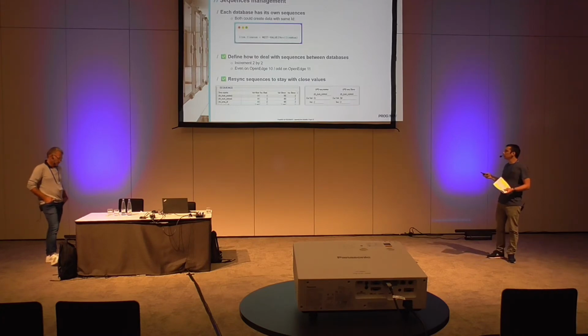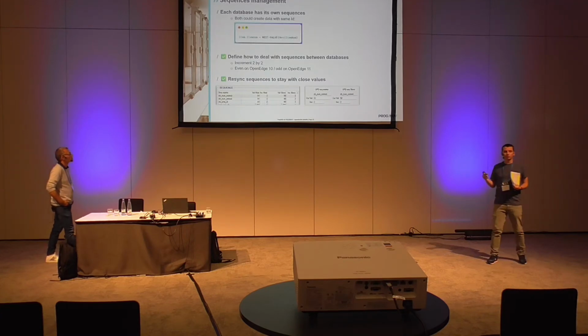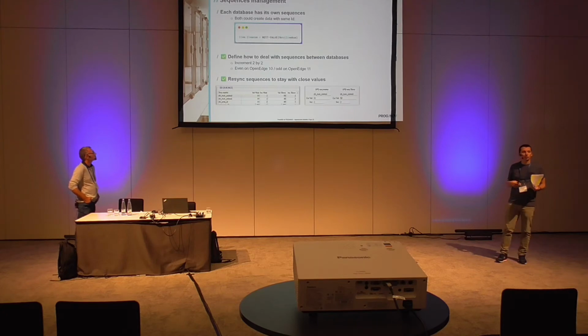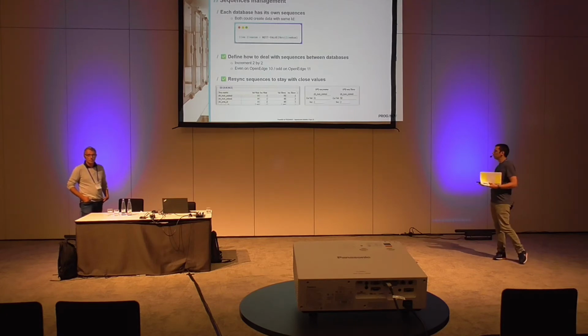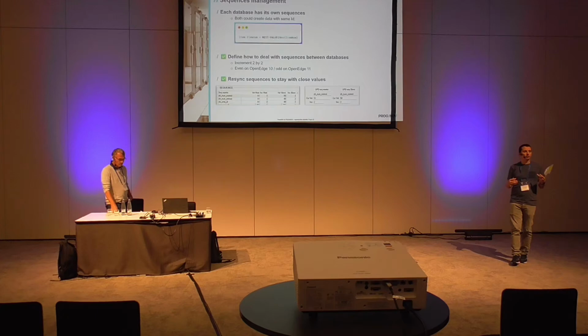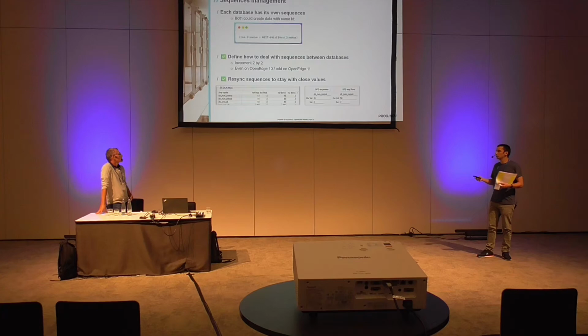So to avoid problems, we chose to increment our sequences 2 by 2, with, for example, even values for OpenEdge 10 and odd values for OpenEdge 11. That avoids the problem. And we also created an option to resynchronize the sequence values to keep close values on both databases and to be easier for us to query our data.